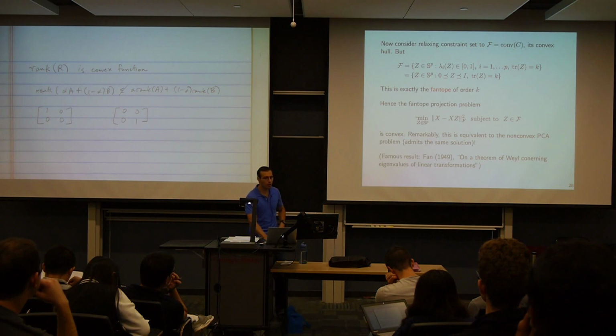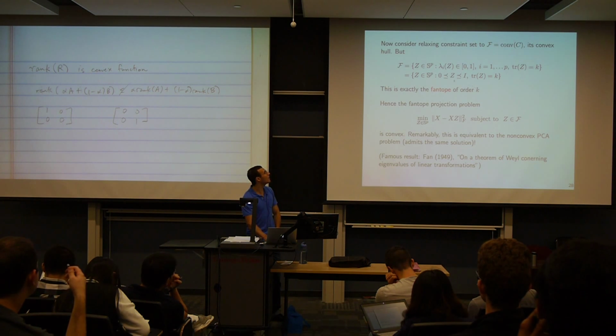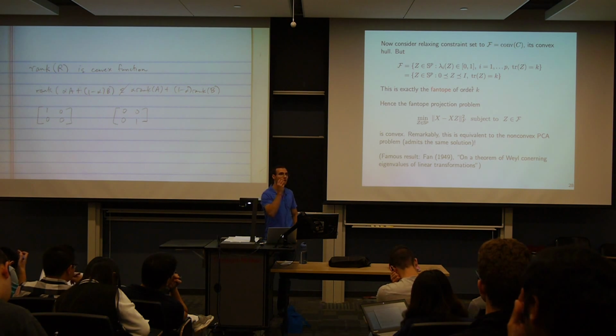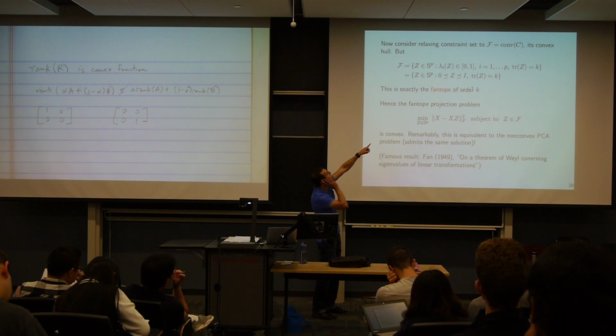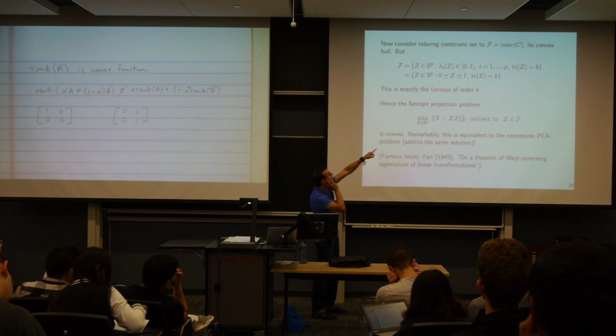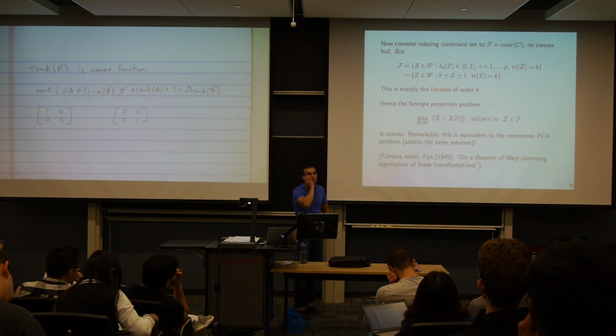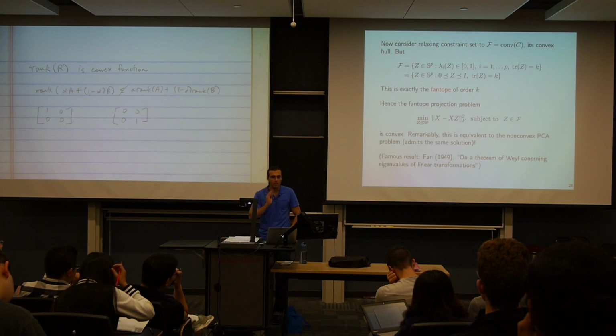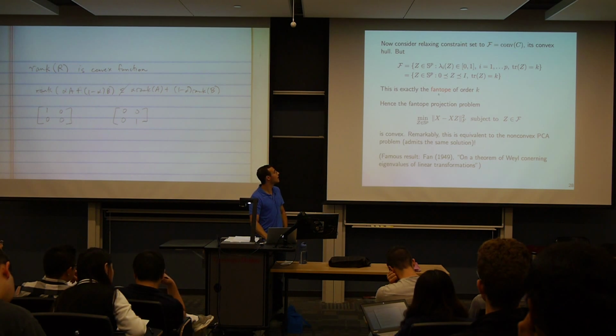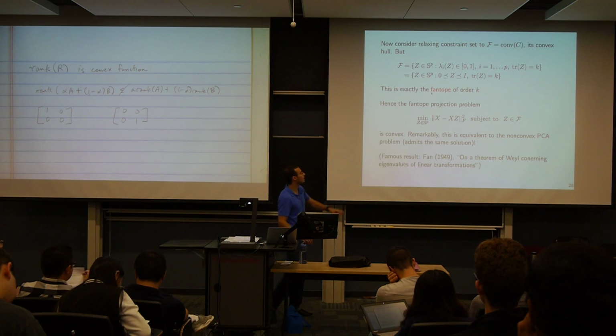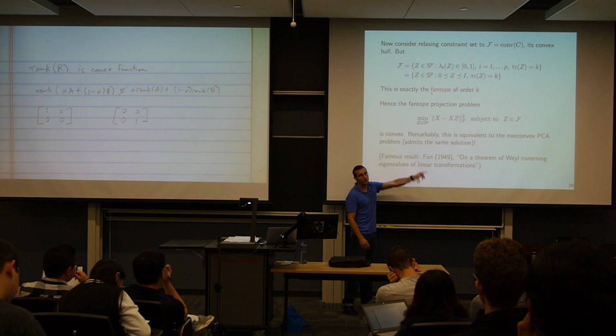This is called the Fantope of order K. So it kind of looks like a polyhedron, but it's in a matrix, right? We have some linear inequality constraints on a matrix, and we have a linear equality constraint on a matrix. It looks kind of like a polyhedron. We call it a Fantope just because I think it's named after this author Fan, who first studied this object.